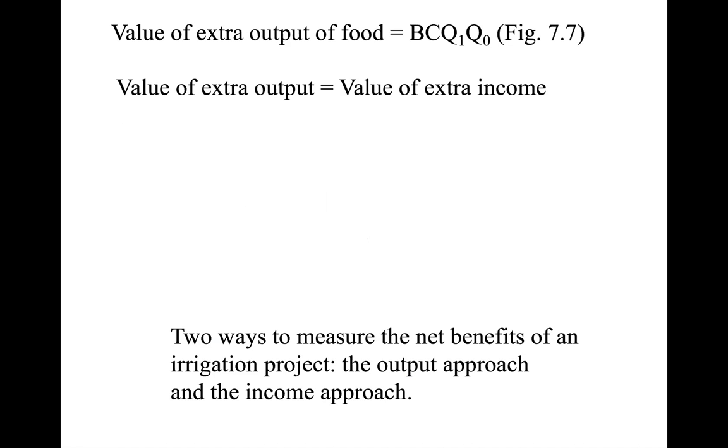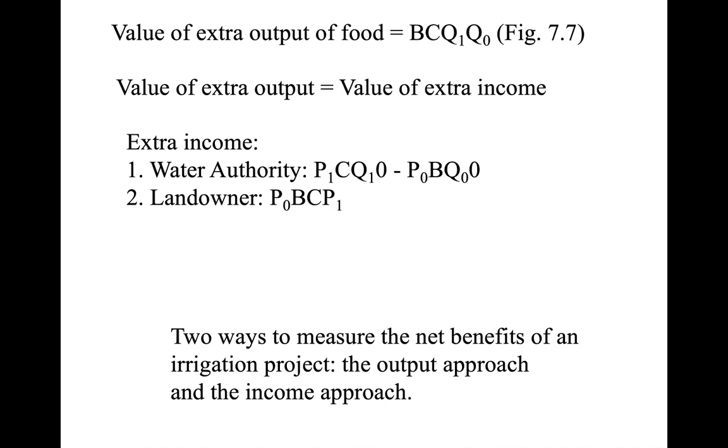Another way to measure it would be the value of the extra income, which is who owns the water that you're selling, the supplier of the water. So we can look also at the supplier side. So if you get stuck and you can't do the demand side, sometimes you look at the supply side. So the water authority makes some money and the landowner makes money because they produce more. So you can go ahead and look at those areas. Let's look at what those look like.